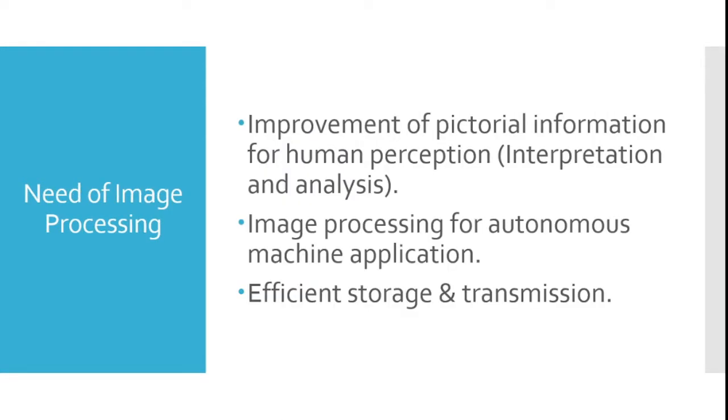What is the need for image processing? Improvement of pictorial information for human perception, which is highly used for human interpretation as well as analysis purposes. Image processing for autonomous machine applications, which is always recommended for the machine part. Efficient storage and transmission are also highly required in image processing scenarios.